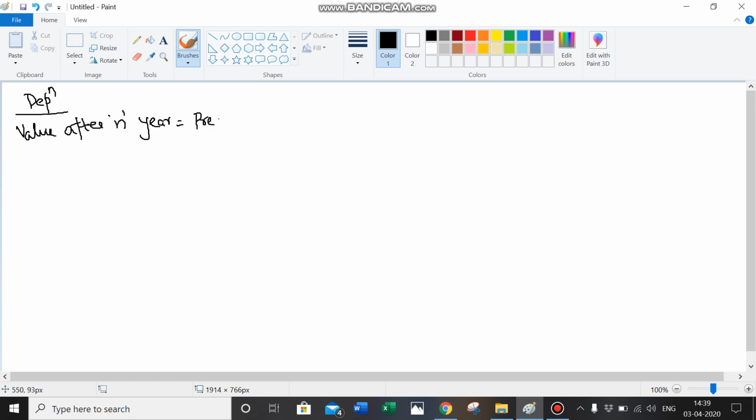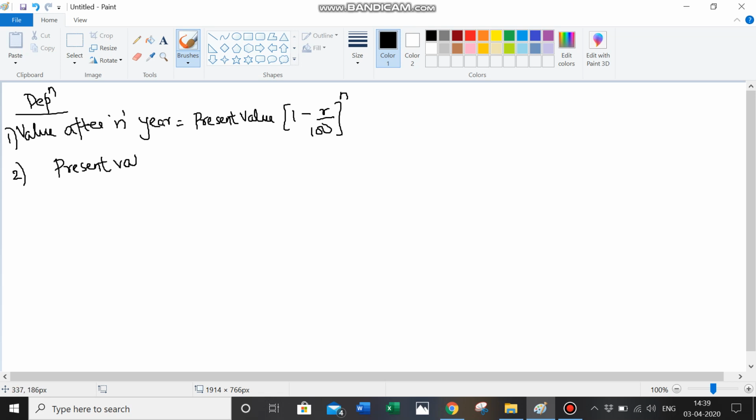This will be equal to present value, which in this case we can look at as P, times (1 minus r upon 100) raised to the power n. This is if we want to calculate value after n years. Number 2, in case present value is given and you need to find the original value which was 2 years back, then you can write this as present value, which is today's value, is equal to value n years ago times (1 minus r upon 100) raised to the power n.